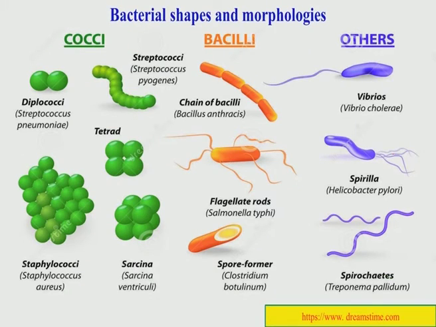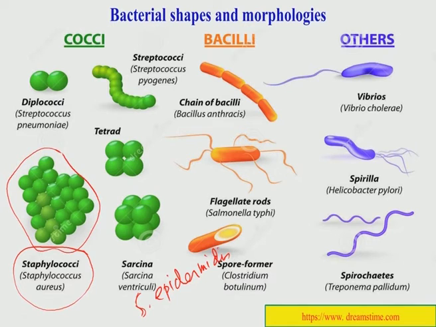So, these cocci, particularly Staphylococci, are more pathogenic bacteria, like Staphylococcus aureus, and there is another strain called Staphylococcus epidermidis. These Staphylococcus aureus and Staphylococcus epidermidis are two bacterial strains that actually cause most of the bacterial infection. Then you have other cocci species like Streptococci and so on.